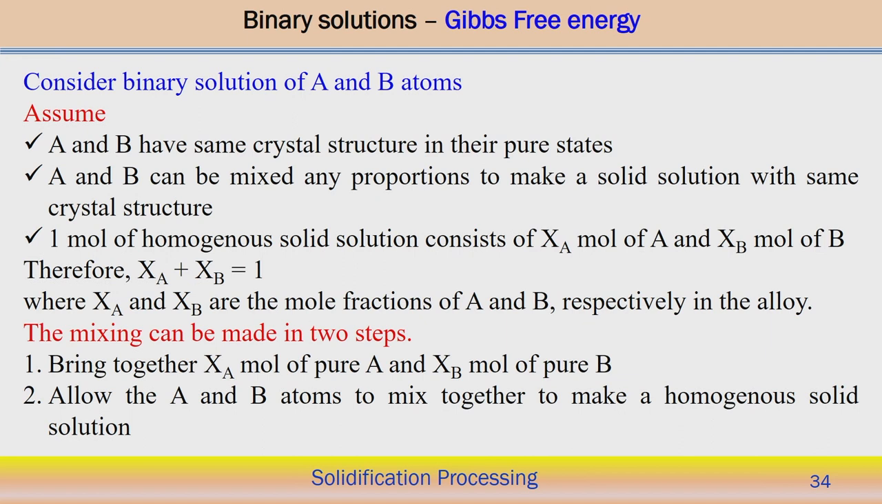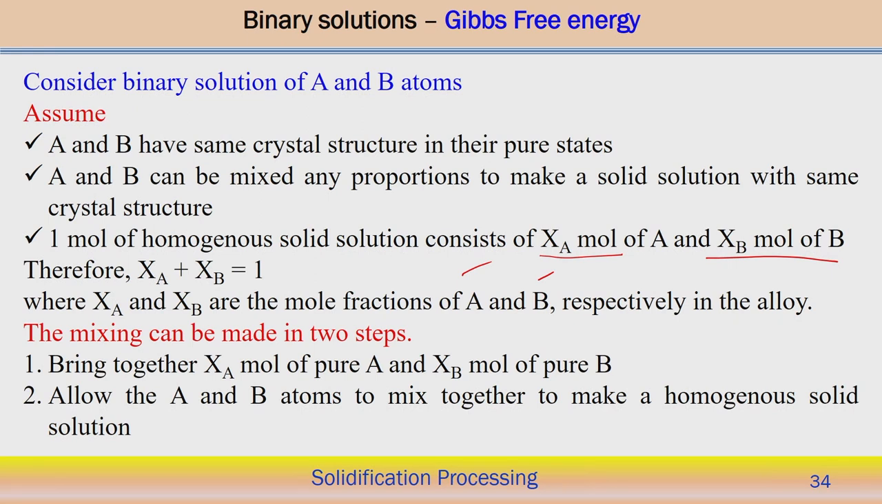Let us assume 1 mole of a homogeneous solid solution consisting of XA mole of A and XB mole of B, such that XA plus XB equals 1. Here XA and XB are the mole fractions of the atoms A and B in this alloy system. When mixing the atoms A and B, we need to distinguish two steps. First, we bring together XA mole of pure A and XB mole of pure B, which is associated with some amount of free energy. Second, we allow A and B to mix together, and after mixing they create a homogeneous solid solution. We follow these two steps for the calculation of the Gibbs free energy.